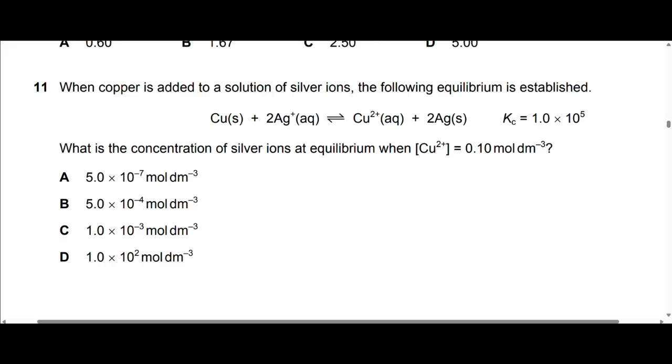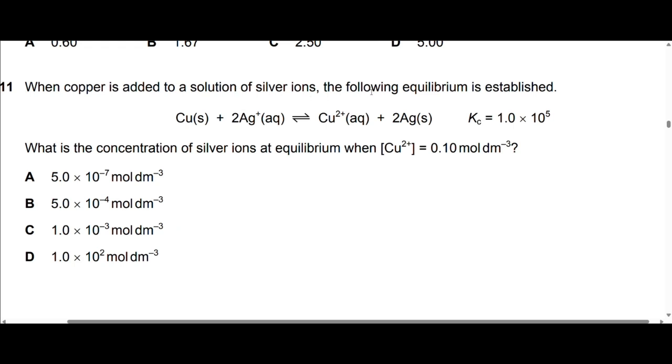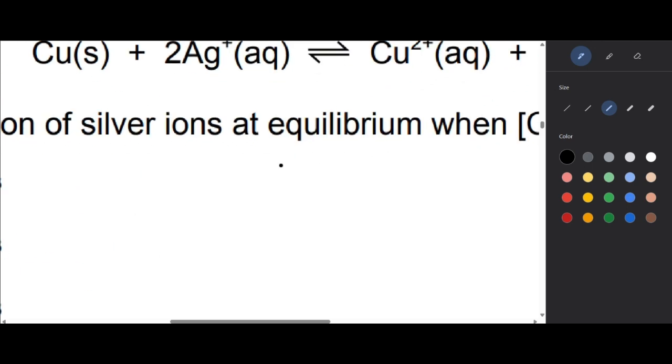Going to question number 9. When copper is added to a solution of silver ions, the following equilibrium is established. Here is shown the equation. The question is, what is the concentration of silver ions at equilibrium when Cu2+ is equal to 0.10 mol dm^-3?